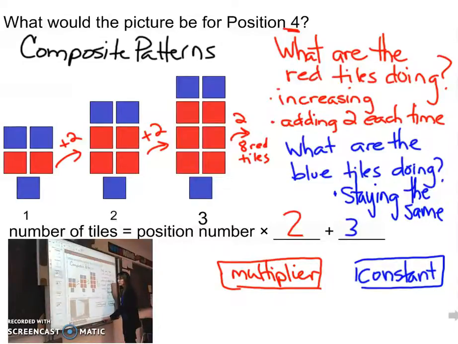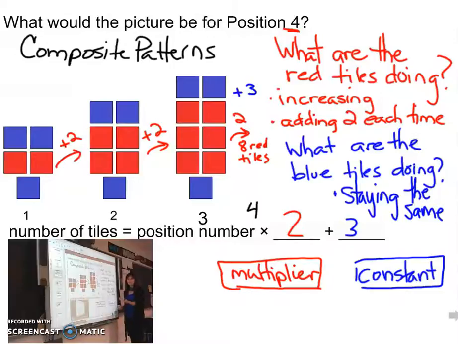So therefore, in picture 4, we know because it's constant, the blues, there will be for sure 3 more. We have added the 2 for the red, which gave us 8, and 3 for the blue. Total, there'd be 11 in that picture. So in our 4th position, we'd have 11.